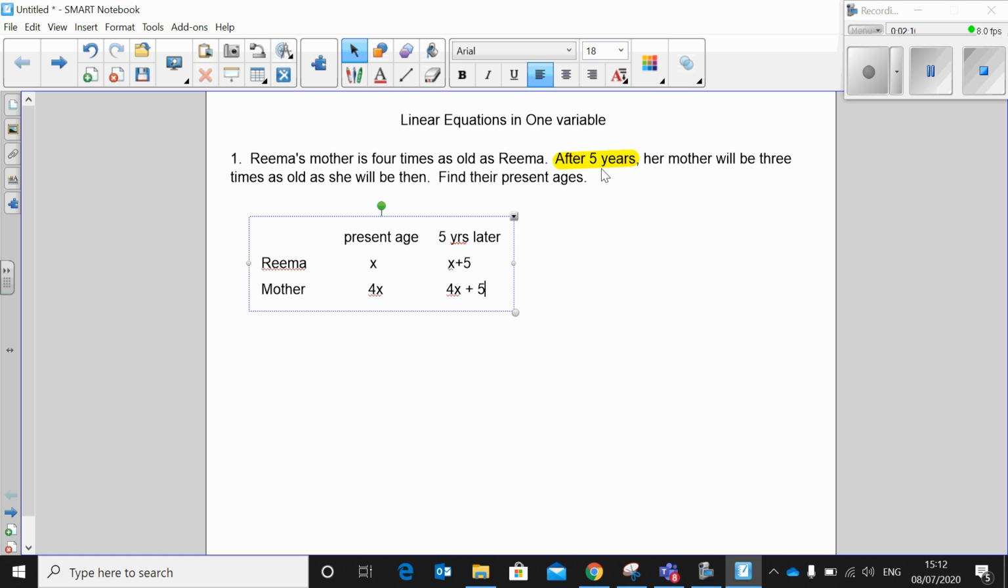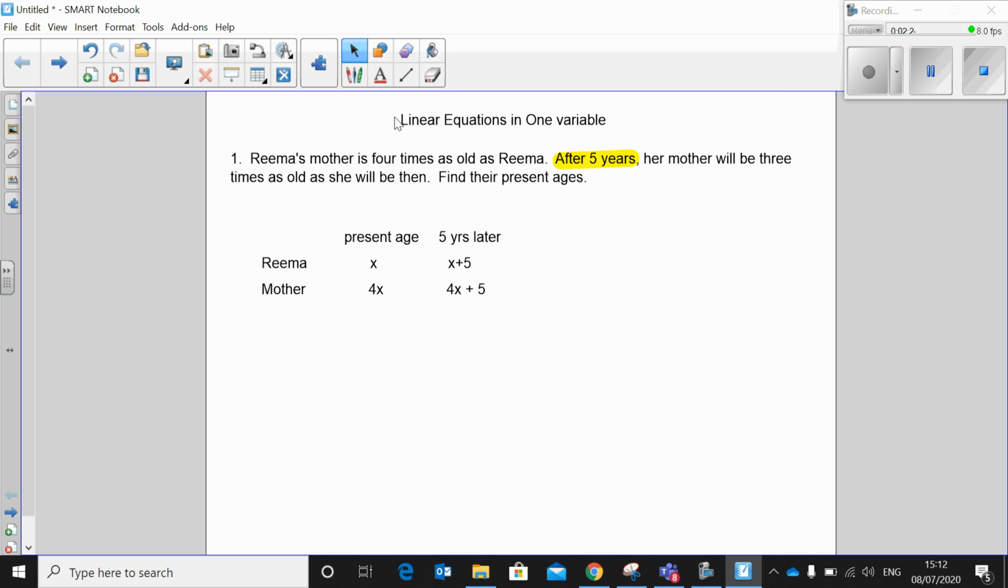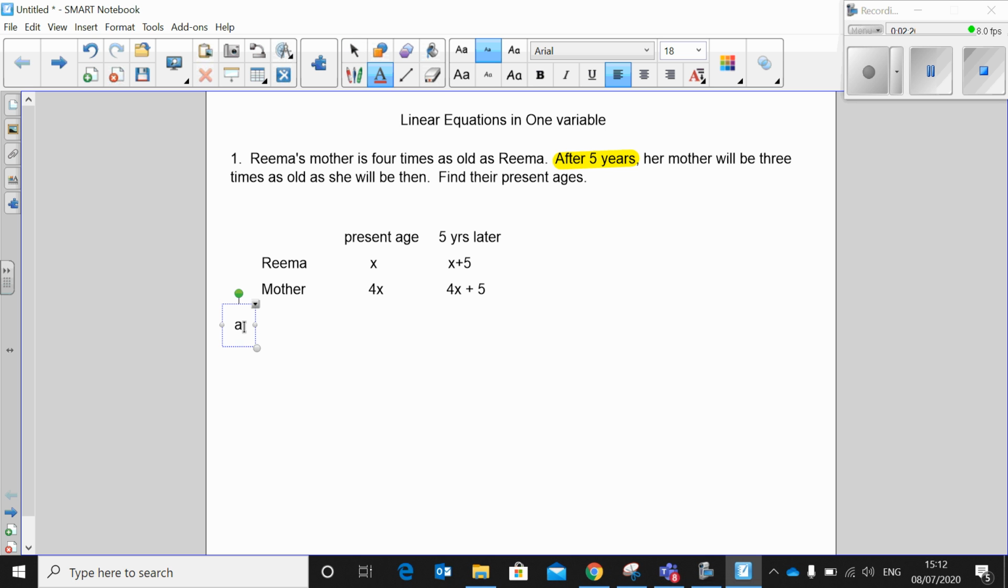Now let us go to the second statement. After 5 years, what is the age relation? For your understanding, I'm writing this. After 5 years, the mother's age will be equal to 3 times Rima's age. Correct? So they are comparing with 5 years later. Let us see the mother's age is 4x plus 5, which is equal to 3 times Rima's age, x plus 5.